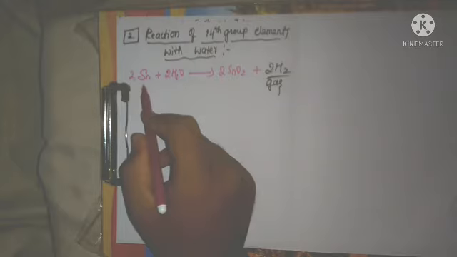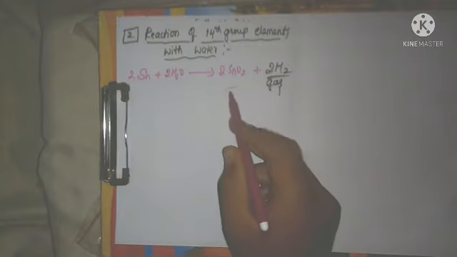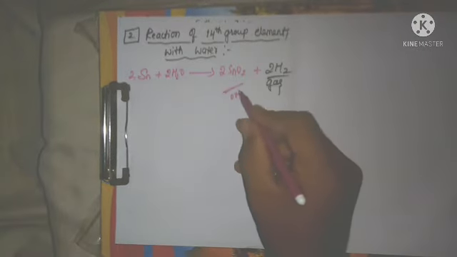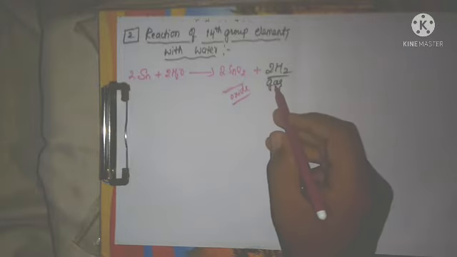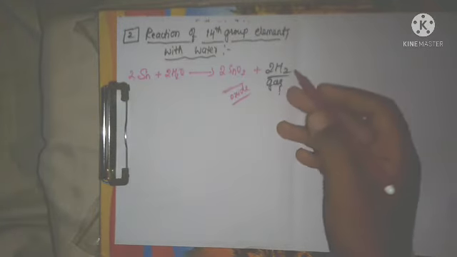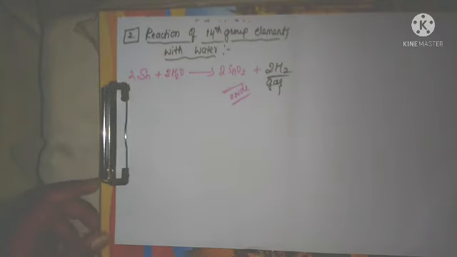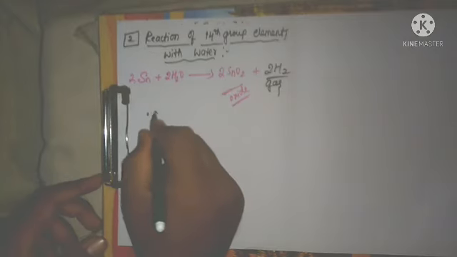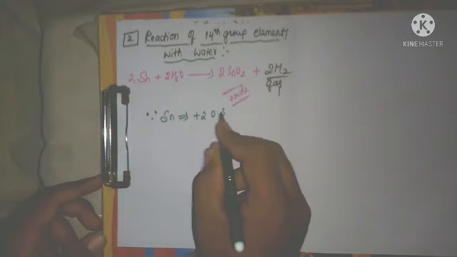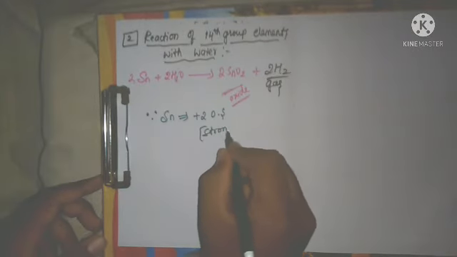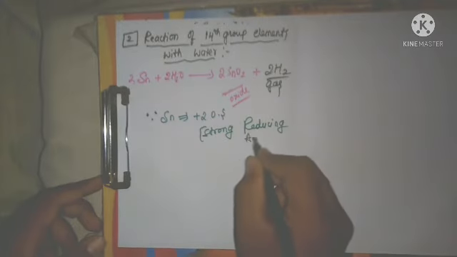When this tin is added into the water, it will form the corresponding oxide, the dioxide, tin dioxide, and releases the gas. Which gas is released here? Dihydrogen gas. Why only tin is reacting with the water? Because tin, when it is present in the +2 oxidation state, is a strong reducing agent.